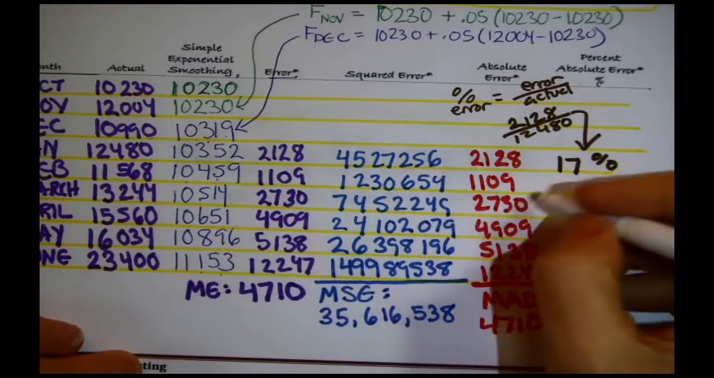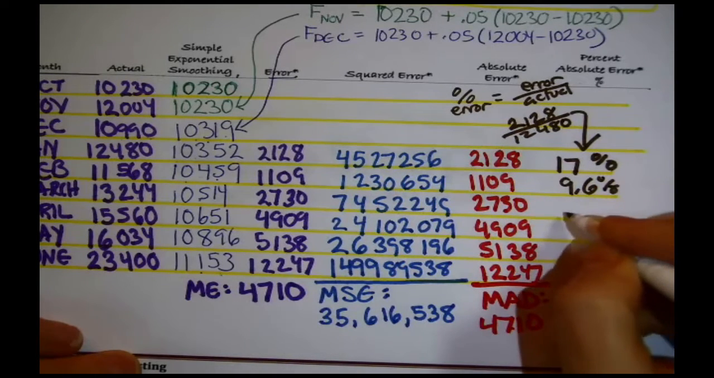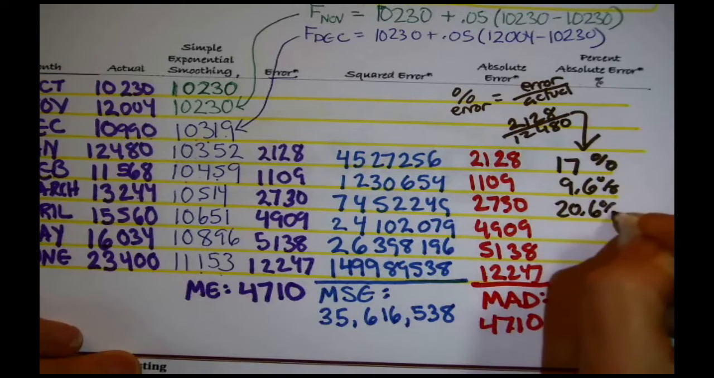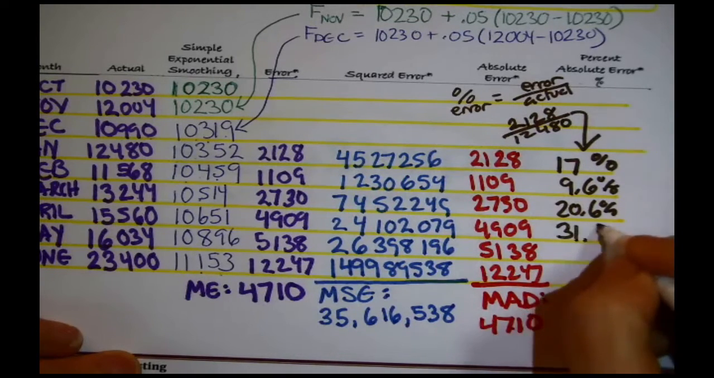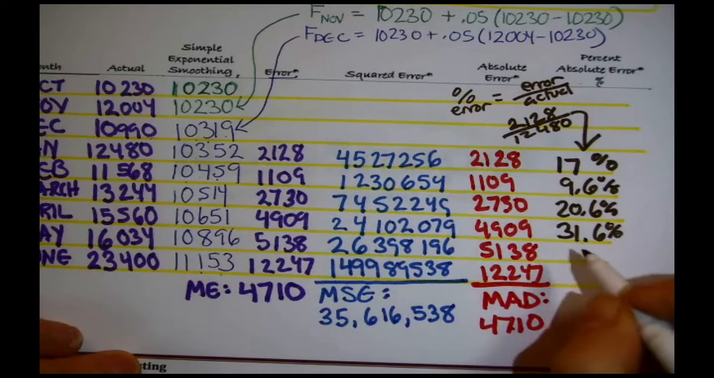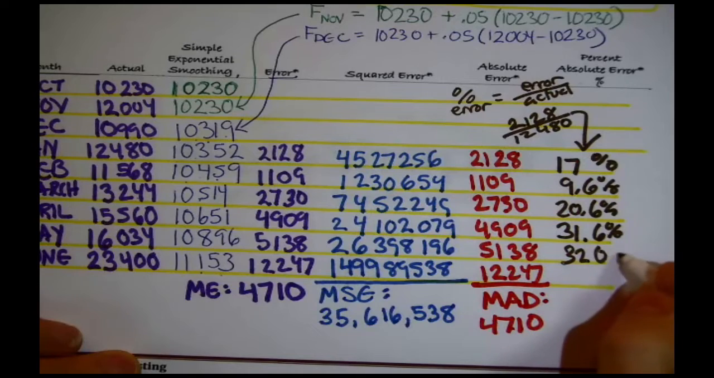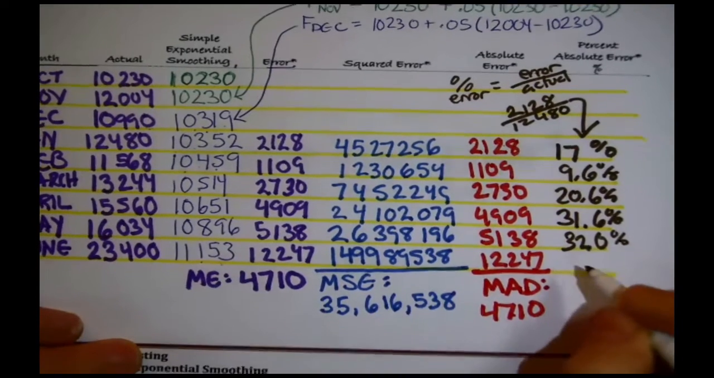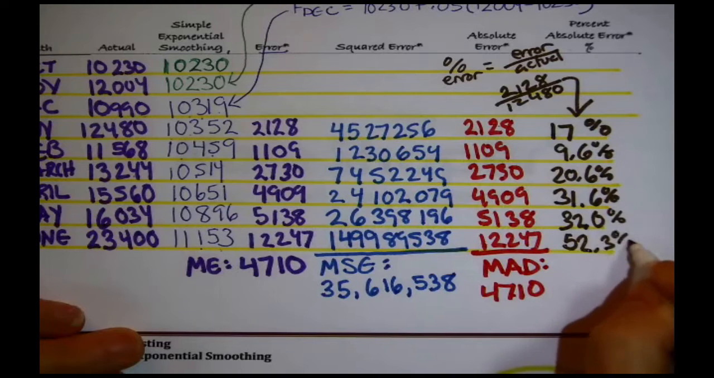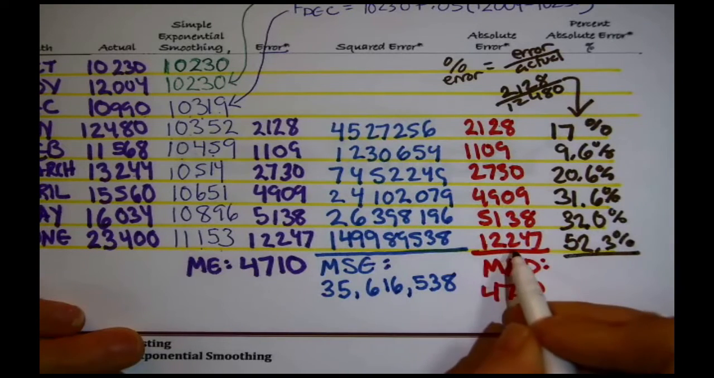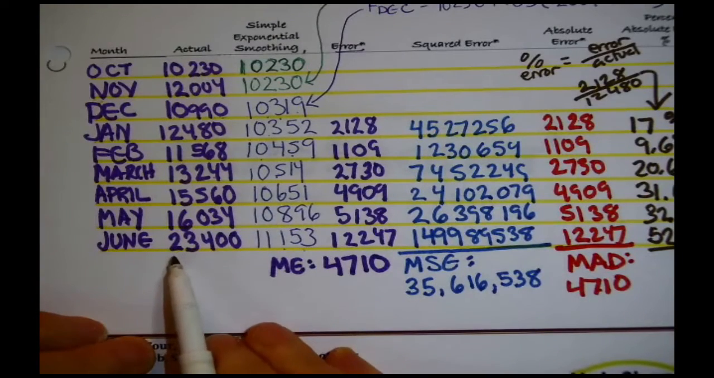I get an error of 9.6% for February, then an error of 20.6% for March, and then an error of 31.6% for April, and an error of 32% for May, and an error of, ooh, ouch, 52.3% for June, because it's 12,247 divided by the actual of 23,400.